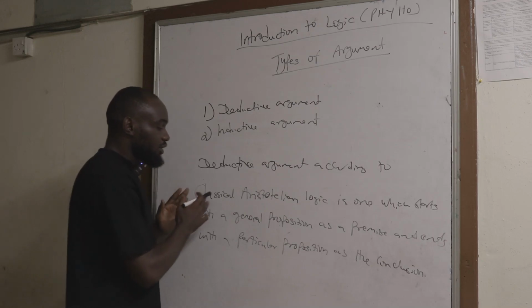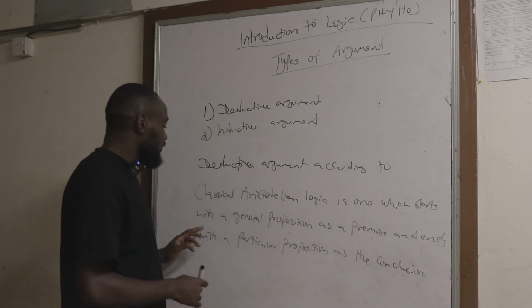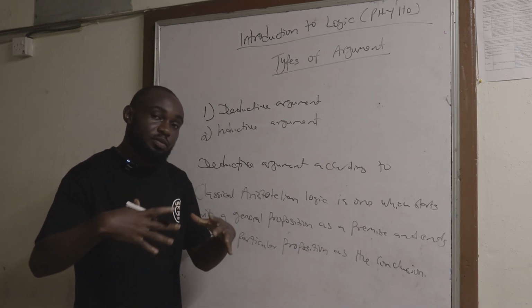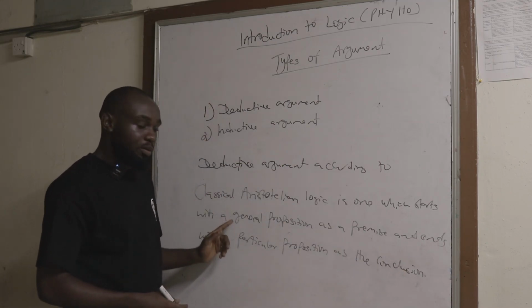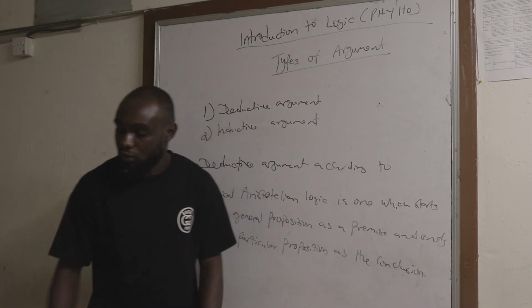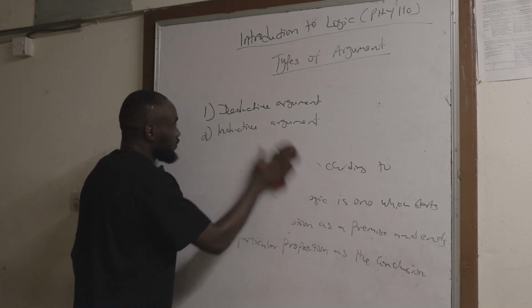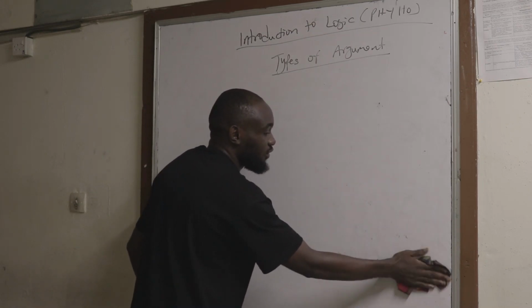That means deductive argument, according to classical Aristotelian logic, is an argument which starts with a general proposition as a premise. That means the premise has a universal implication. Then it moves from the general premise towards a particular proposition as a conclusion. So I'm going to give an example of deductive argument according to classical Aristotelian logic.